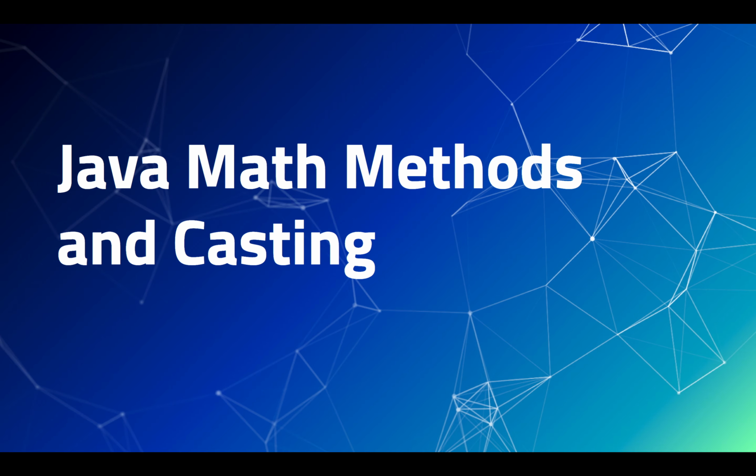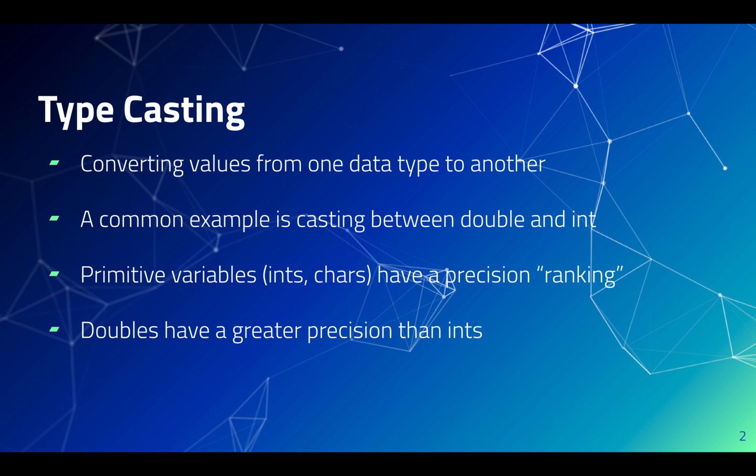Okay, this is Java math methods and casting. So in programming, sometimes you want to convert between data types, like converting from a double to an int, or the other way around. You can do this through casting. Primitive variables like ints, chars, and doubles have a precision ranking. Doubles have a greater precision than ints, and this makes sense because doubles can store more data than an int.